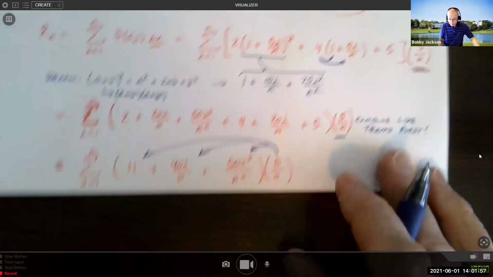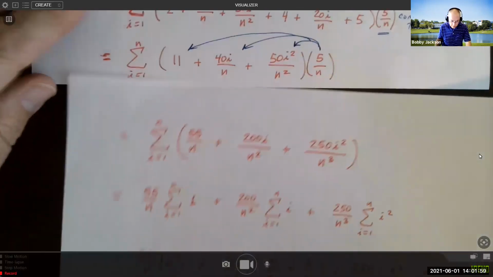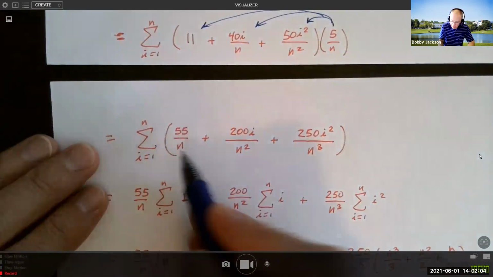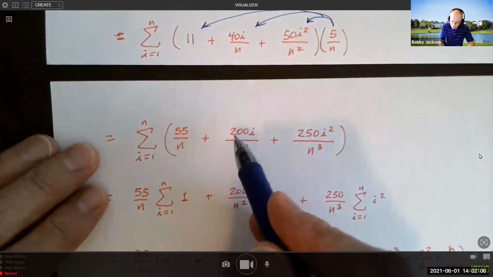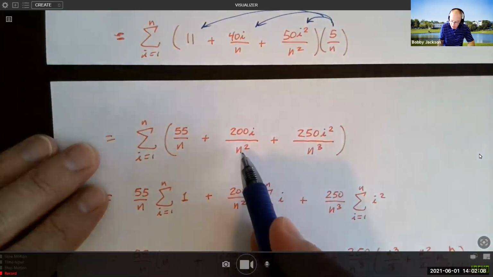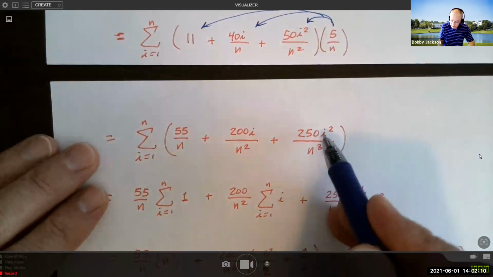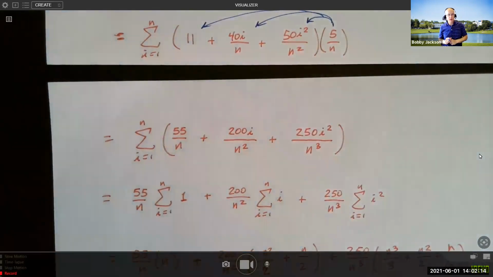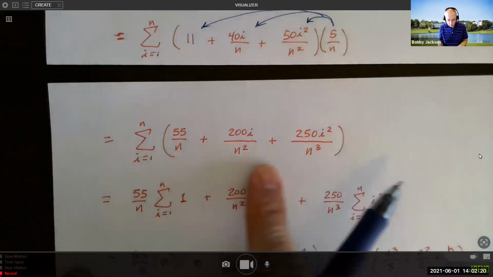We get here, right? 5 over n times 11 is 55 over n. 5 times 40 is 200i. N times n is n squared. 5 times 50 is 250i squared. N times n squared is n cubed. So I go and distribute that through. So do all that work, expand, combine like terms, get it in a manageable form.